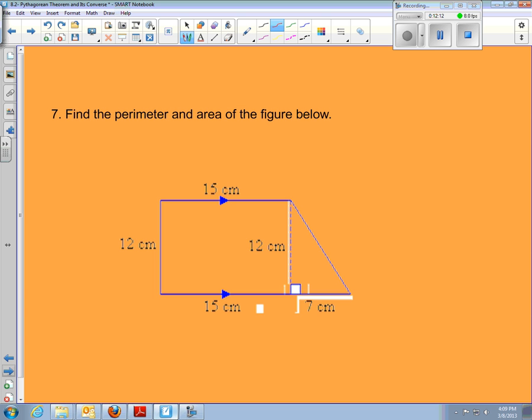And here's the last one, 7. Find the perimeter and area of the figure below. Notice we're missing this one side right here. And here's our right angle. So go ahead and do Pythagorean theorem. You're going to find us that side. And that's going to be able to give us the perimeter, and you're going to be able to find area.